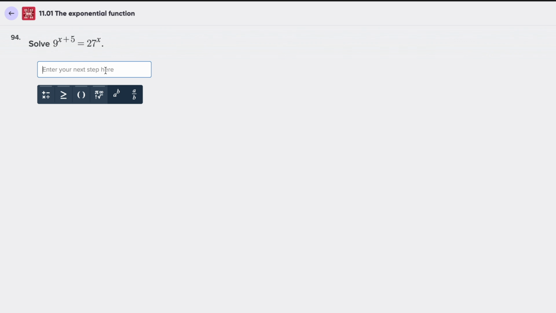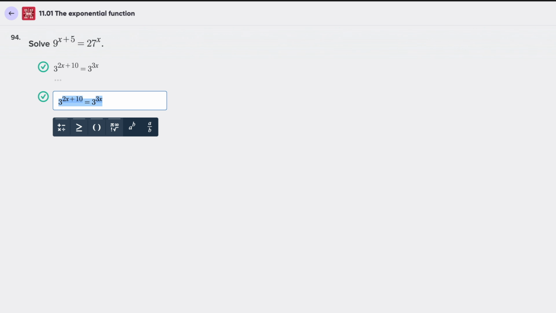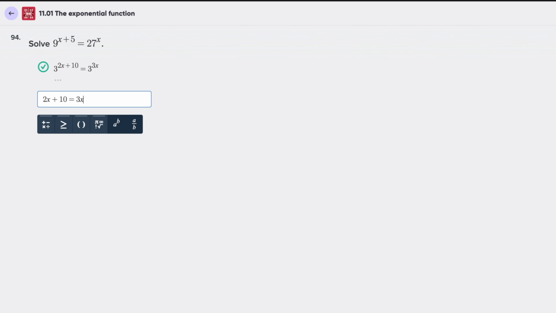Nine to the power of x plus 5 equals 27 to the power of x. Again, same strategy. Rewrite 9 as 3 squared. 2 times x plus 5 is 2x plus 10. And 27 is 3 cubed, so 3 to the power of 3x. 2x plus 10 is equal to 3x.